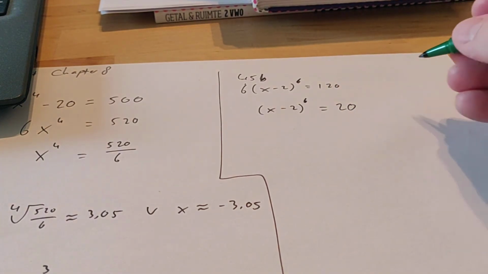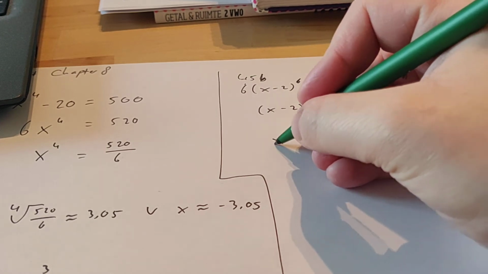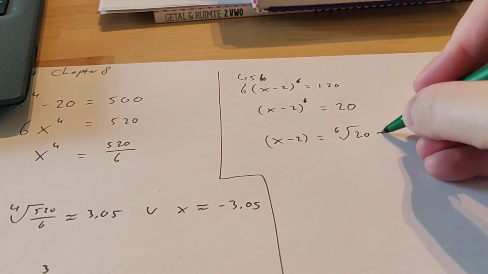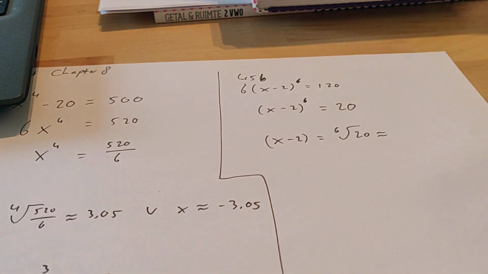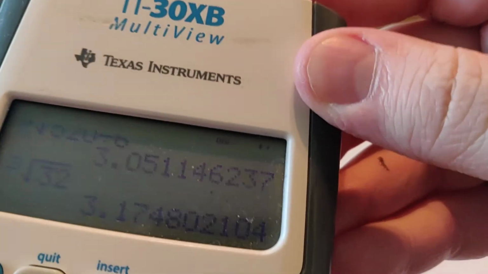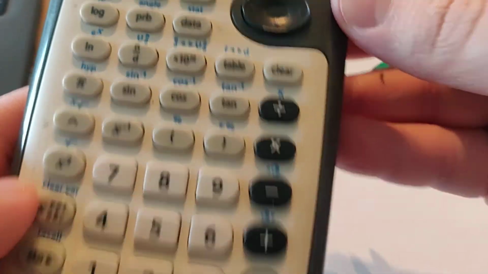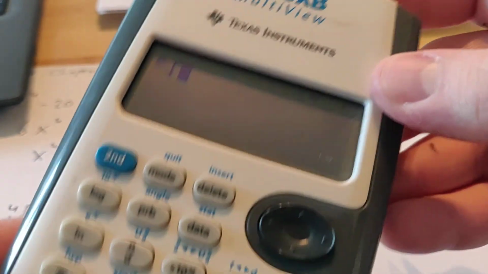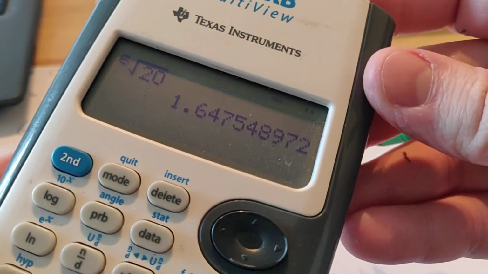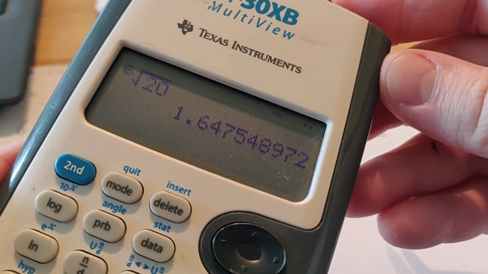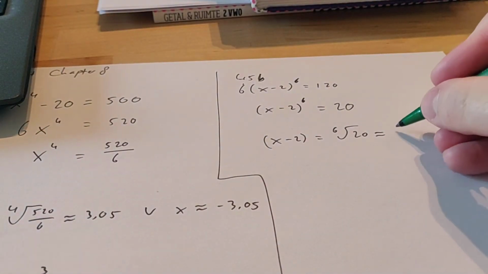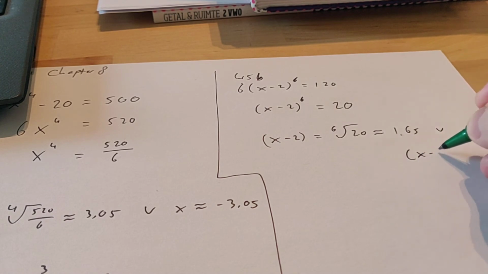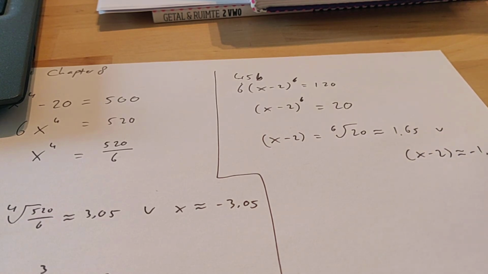So now we have to take the sixth power root. So this is the sixth power root of 20. Let's see what that will be. So again, I'll just show you one more time how you can find this on your calculator. First you have to press the powers, that's 6. Then you have to press the second button, and then you press this button. And then you press 20, and then enter. So this is 1.65 rounded off. So 1.65, or the other answer is x minus 2 is minus 1.65.